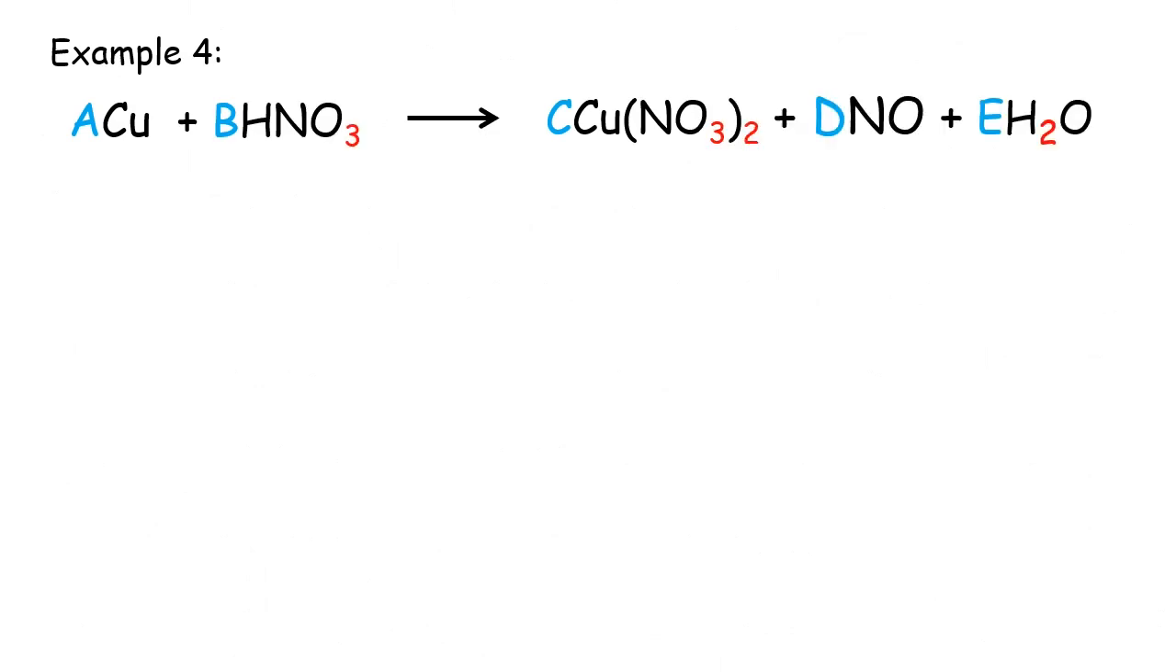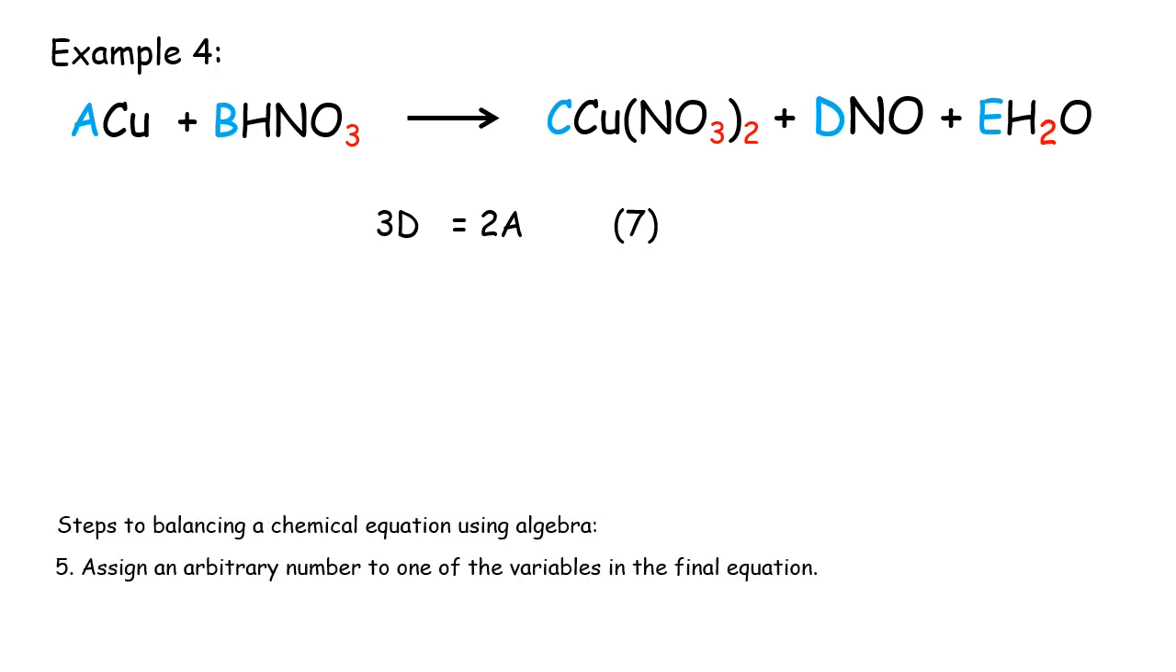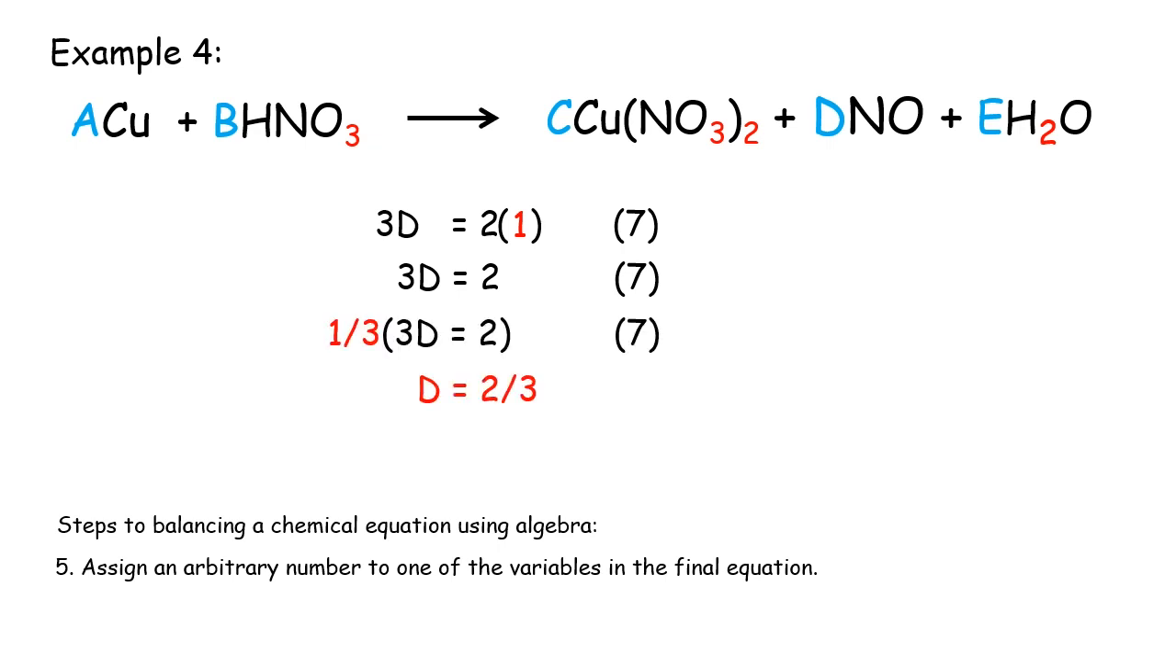Once we arrived at the final equation, which is equation 7 in this case, we will assign an arbitrary number to one of the variables. We can start with any variable, the order will not make a difference. In this example, we will assign a value of 1 to variable a. 1 is a convenient choice, being the lowest positive number. Substituting a with 1 in equation 7 gives us 3d equals 2. Dividing the equation with 3, gives us d equals 2/3. We now have known values for variables a and d.